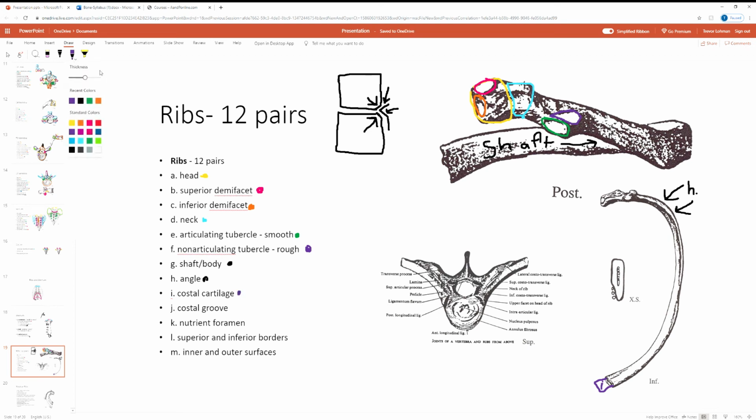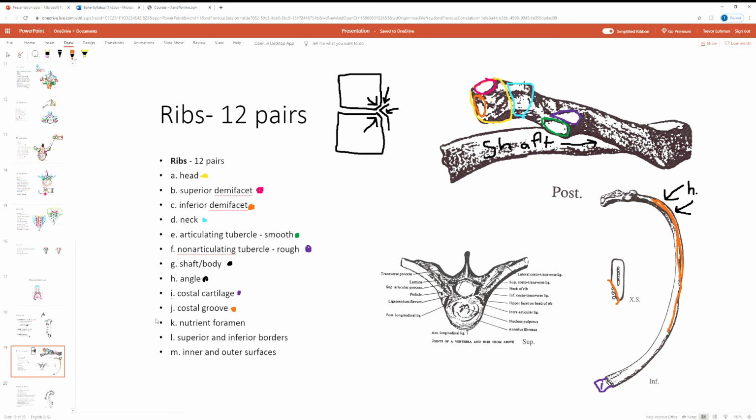The costal groove is this groove right here. And there's a vein, artery, and nerve that run in that groove. And you can actually even see a little bit of it in this inferior view right there. And it is visible on a real rib. The bone gets really thin, and it's a little groove for vein, artery, and nerve.